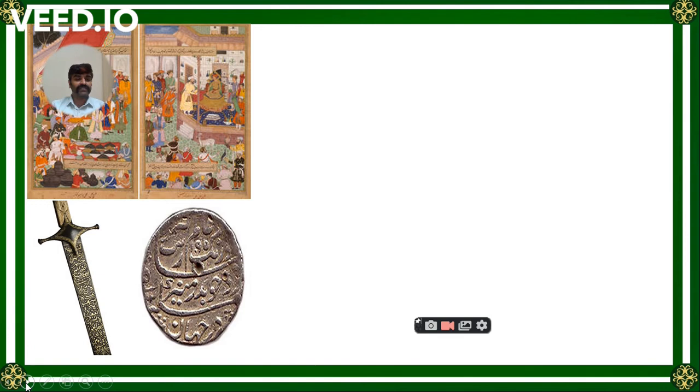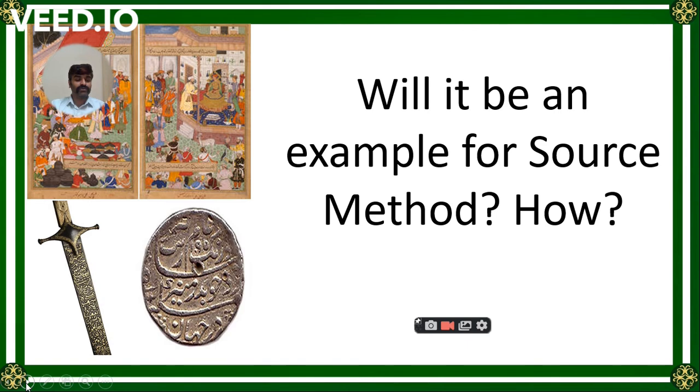Next I am going to give one set, the drawing and the coin. Will it be an example for the source method? Yes, you are saying yes. Then justify how you can say it is an example for the source method. Yes, the teacher can make use of all these types of sources to explain and analyze past events in the regular classroom. Yes, exactly correct.